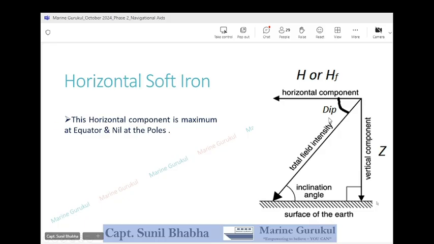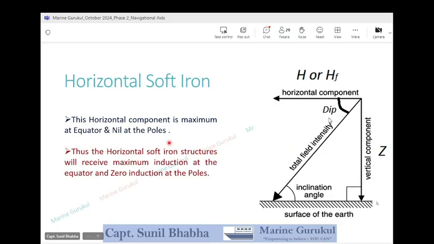Now we are aware that the horizontal component of the Earth's magnetic field, which is H or HF, is the maximum or the strongest at the equator, because 100% of the magnetic field of the Earth is lying in the horizontal orientation, making the H or HF very, very strong. This horizontal component is nil or zero at the poles, because at the poles the Earth's magnetic field becomes vertical and it has a zero horizontal component.